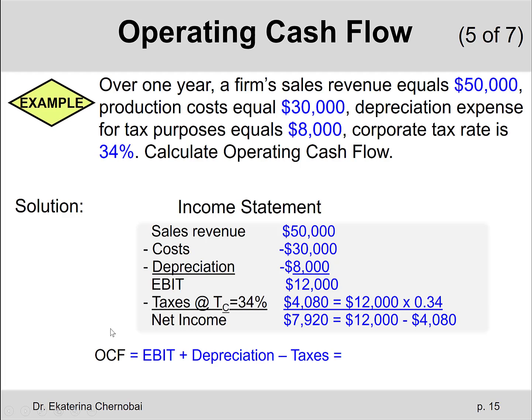Now, how do we find the operating cash flow? Following the formula from the previous slide, we take EBIT, which is $12,000. We add depreciation back, so plus $8,000. And then we subtract taxes, minus $4,080. This gives us $15,920. This is the profit, the true profit that we would be earning over the first year of this investment opportunity.